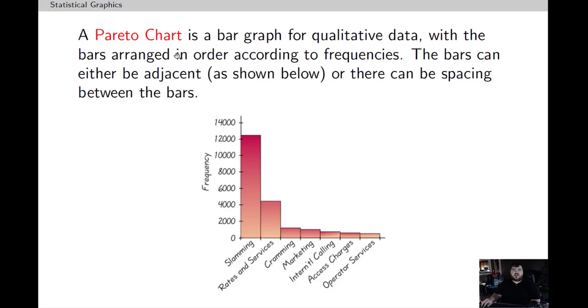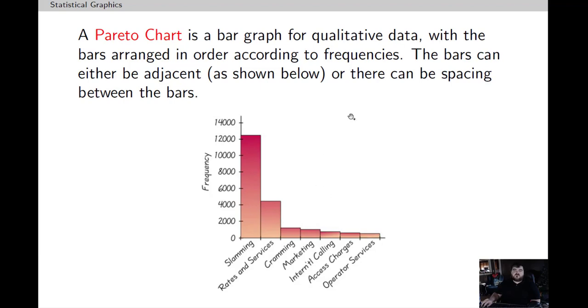This first one right here is a Pareto chart. A Pareto chart has bars. You may see it looks similar to a histogram, but it's used with qualitative data, not quantitative. A histogram is quantitative, but a Pareto chart is used for qualitative data. So that's one difference. The other difference is that the bars are in order from greatest to least.